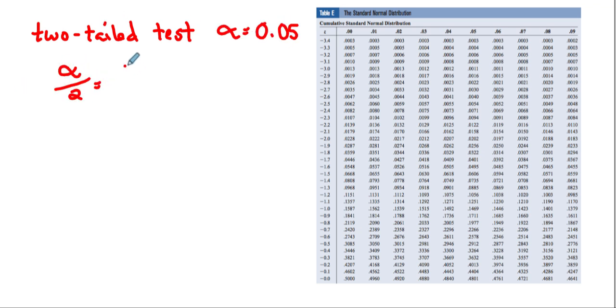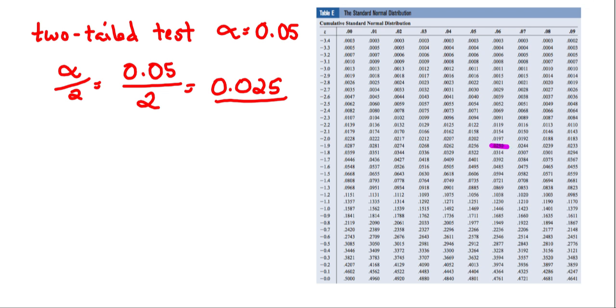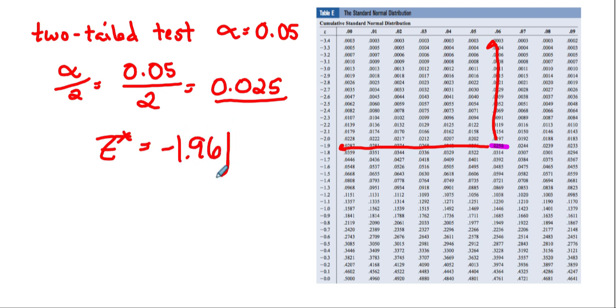Last but not least, let's find a critical value for a two-tail test that has an alpha of 0.05. So you take alpha divided by 2, which will give us 0.025, and we look inside the z table and find the value 0.025, and then identify the corresponding z critical value. So our critical value here would therefore be negative 1.96.